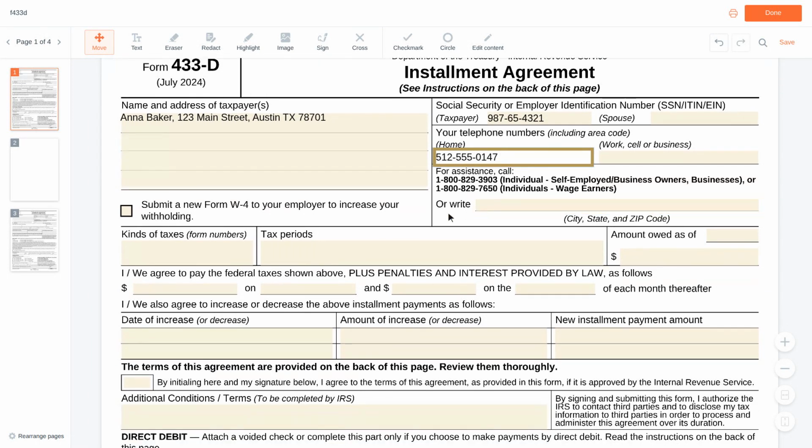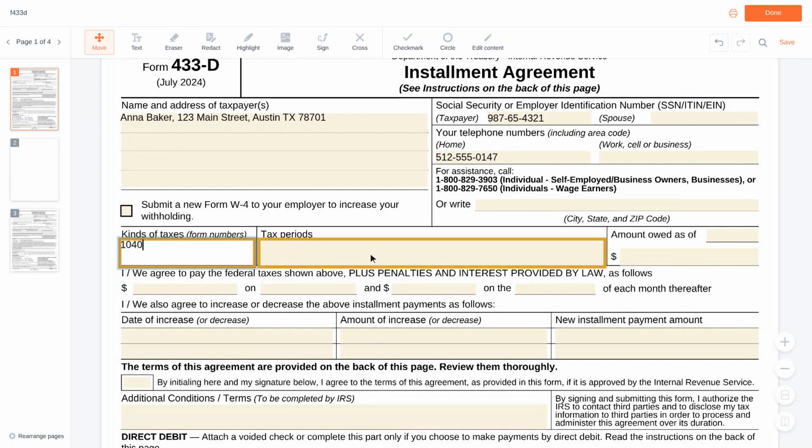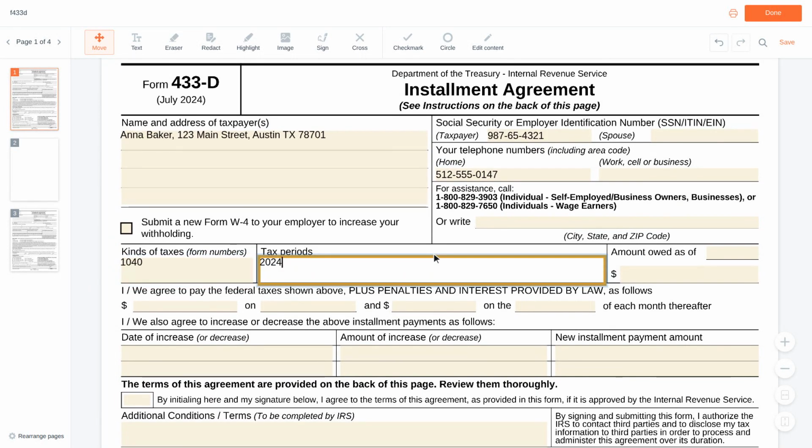Next, record the terms of the agreement. Enter the kinds of taxes owed, for example, Form 1040 income tax, the tax periods involved, such as 2024, and the total amount you owe. Then state the monthly payment amount and the day of the month each payment is due. If you are paying by direct debit, you also provide your bank routing and account numbers in the direct debit section so the IRS can withdraw the agreed amount automatically each month. Choose a payment you can sustain, since a missed payment can default the agreement.